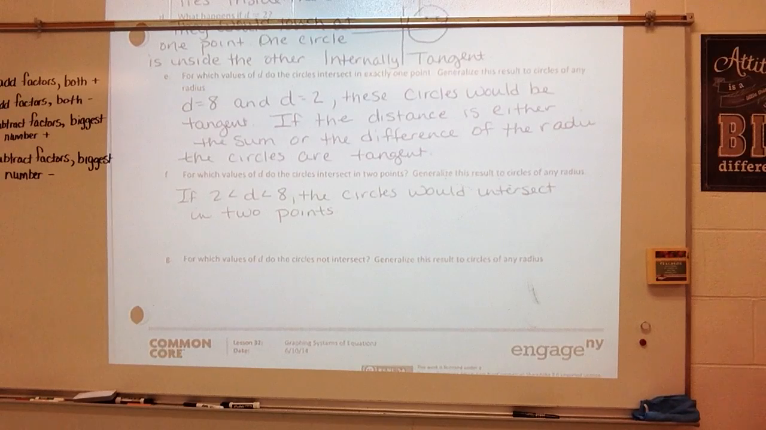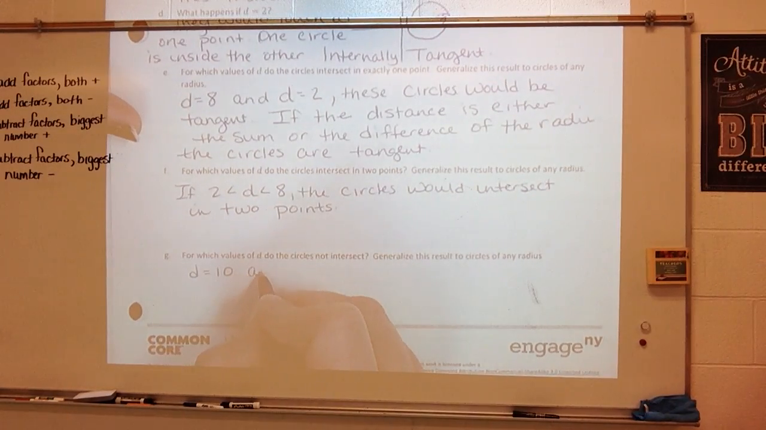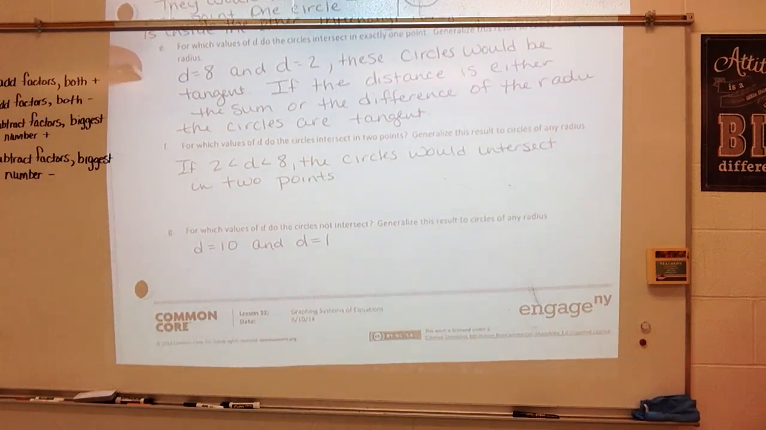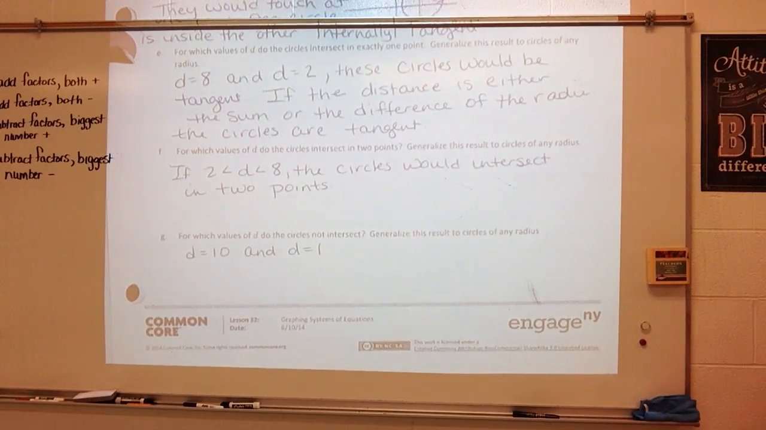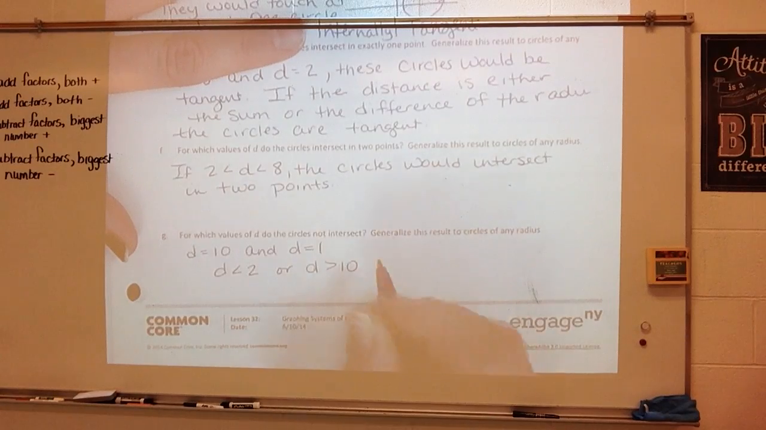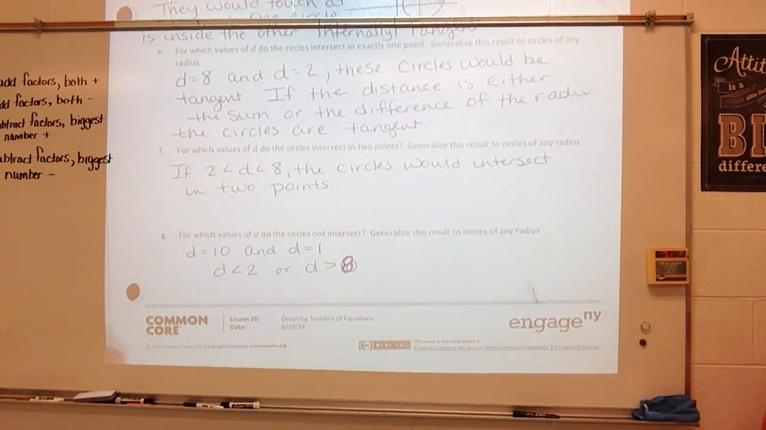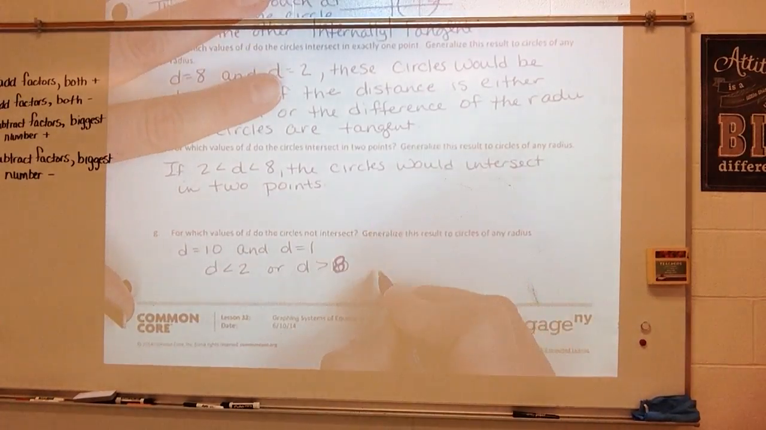Alright, for which values of D do the circles not intersect? So we said if D was equal to 10, they wouldn't intersect. And if D was equal to 1, they would not intersect. So here in generalizations, D had to be less than 2, or D had to be greater than 8. Alright, so if D is less than 2, or if our distance is greater than 8, they would not intersect.